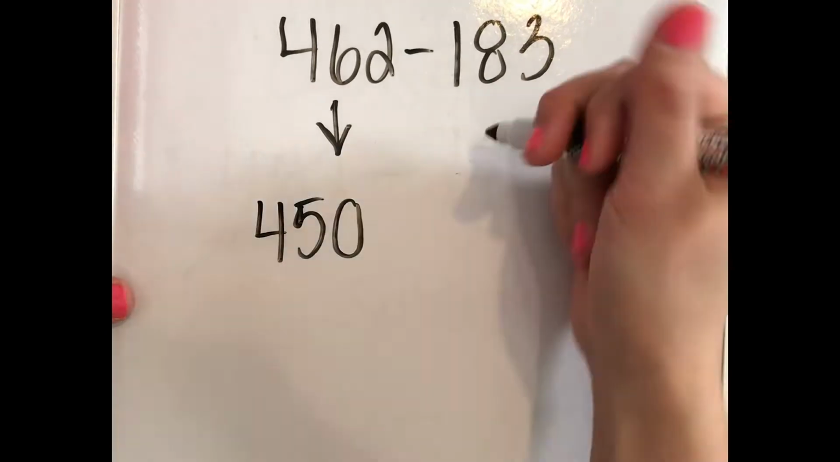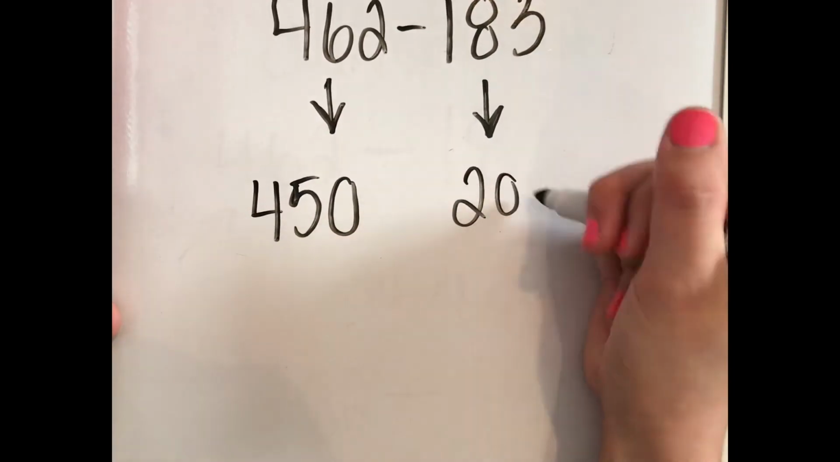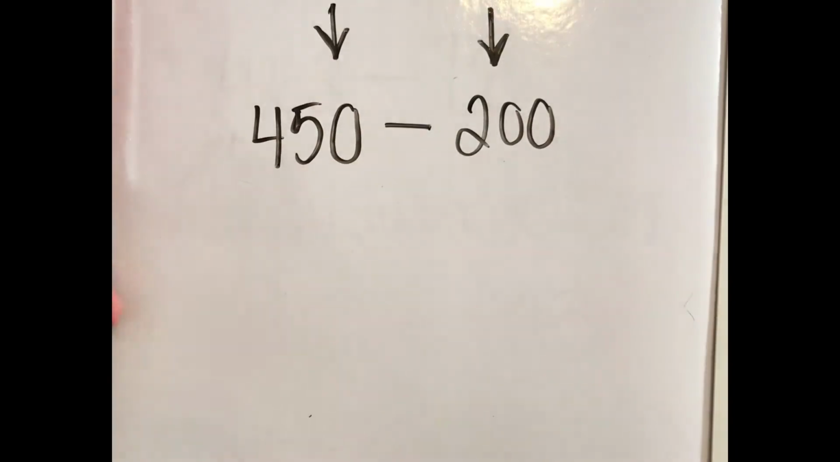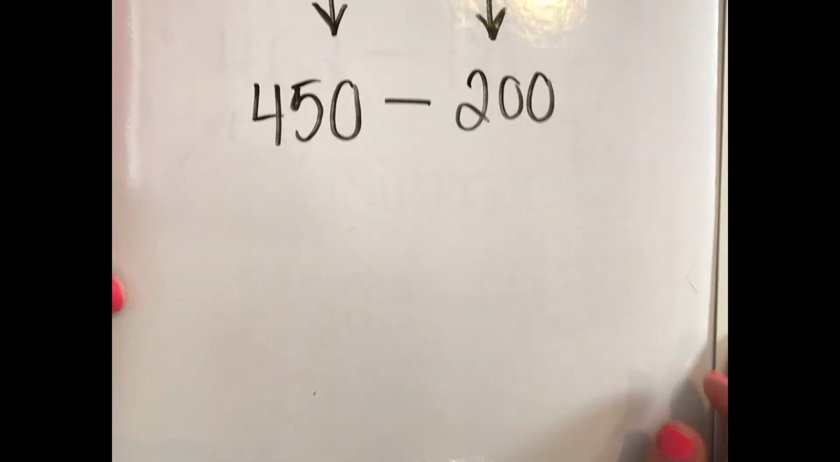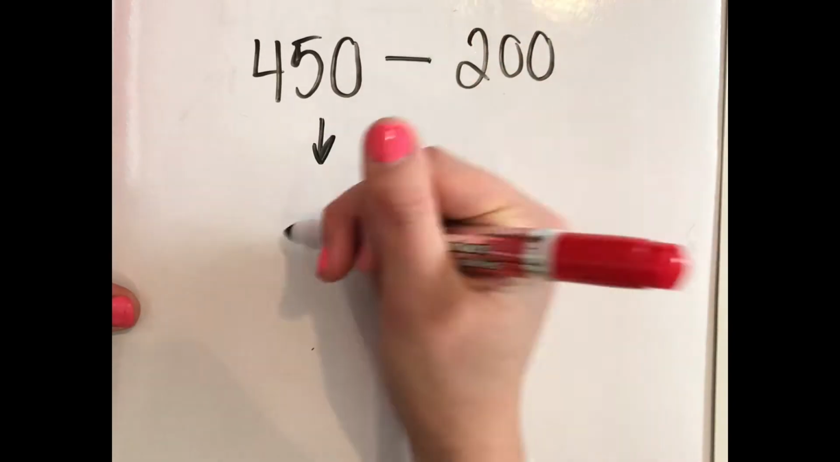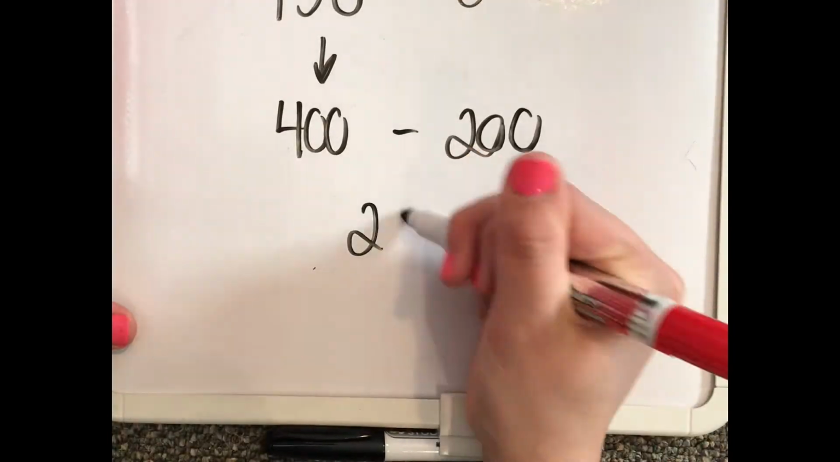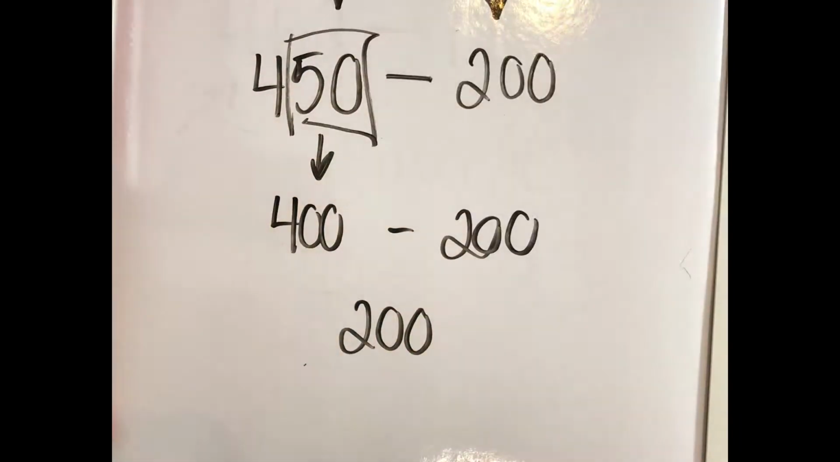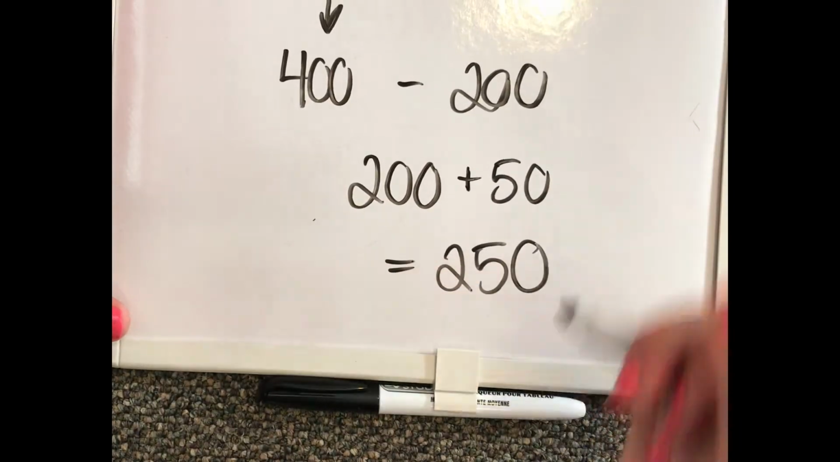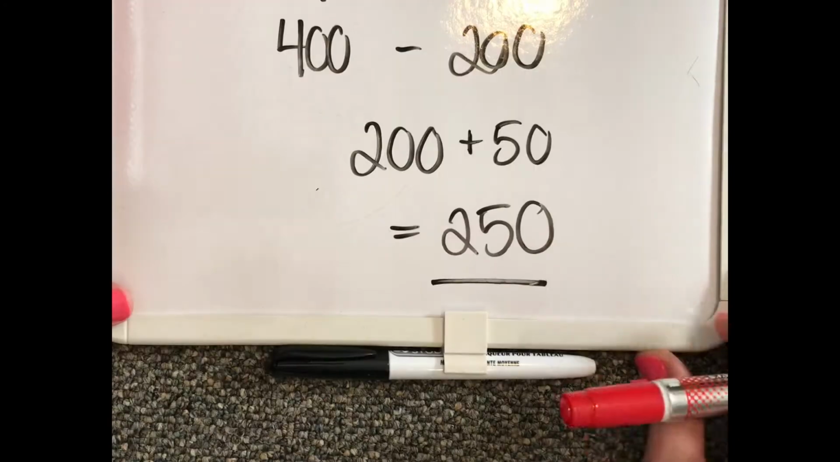So we'll make 462, 450, and 183, 200. This gives us 450 minus 200. We can even go lower and go down to 400 subtract 200, which gives us 200, but let's add that 50 on there. So our estimate would be around 250 for our answer in this equation.